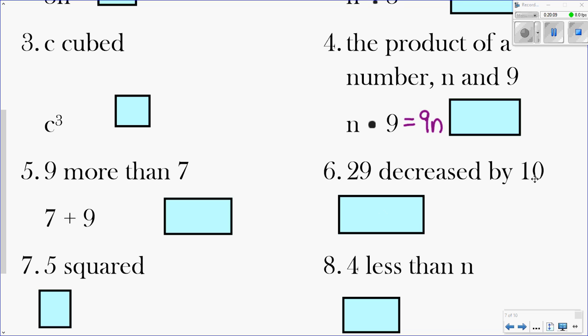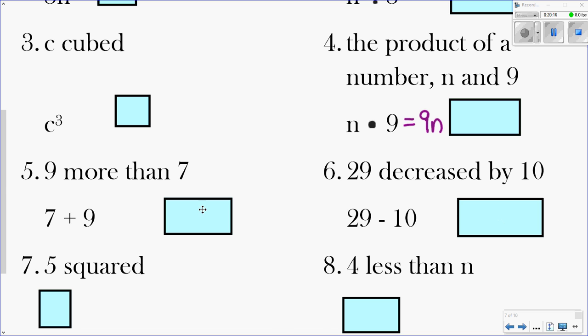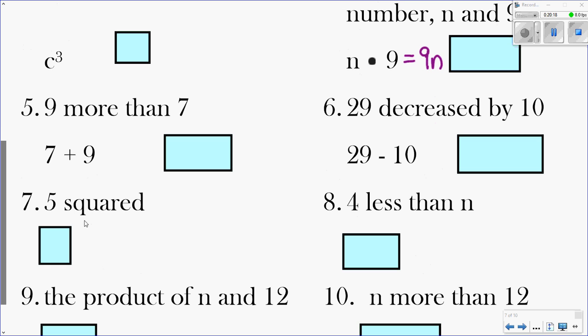29 decreased by 10. Remember, you have a number that you're starting with, and you're decreasing it by another number. So 29 minus 10. 5 squared. Squared, we saw that in the chart. 5 to the second power.